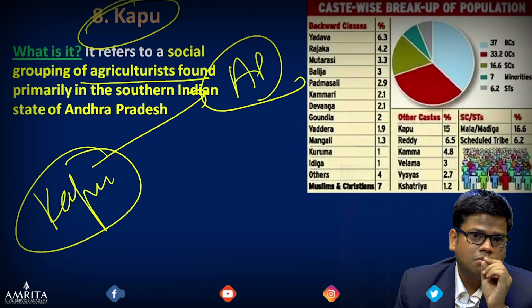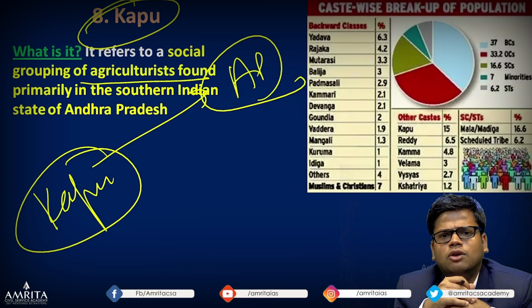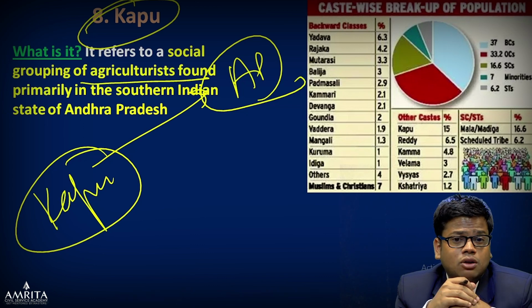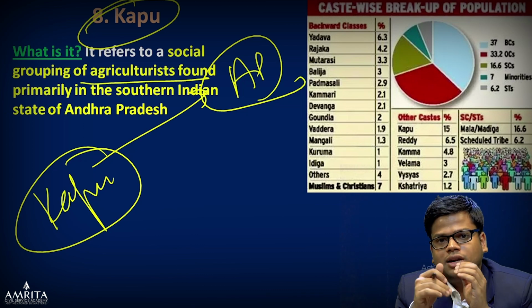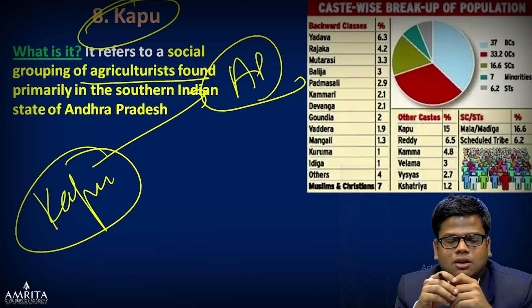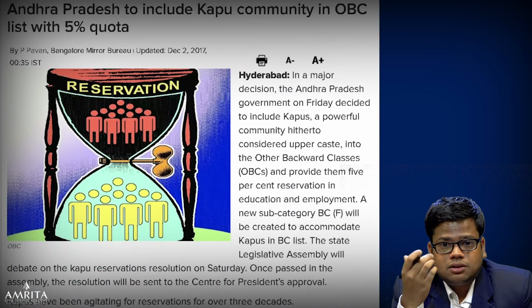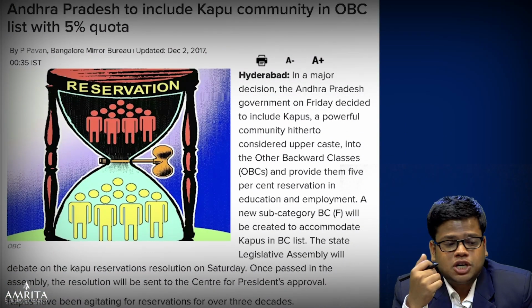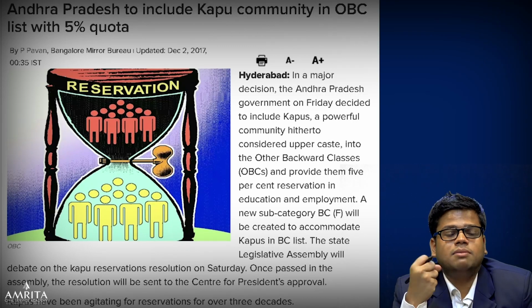So what you need to remember is why they are in the news: the demand for reservation. Why the demand for reservation? They are traditionally a relatively well off caste. However, with the decline in agriculture and fewer jobs in the administrative services, and their representation there, now they are demanding reservation.